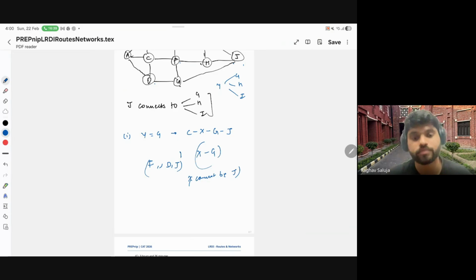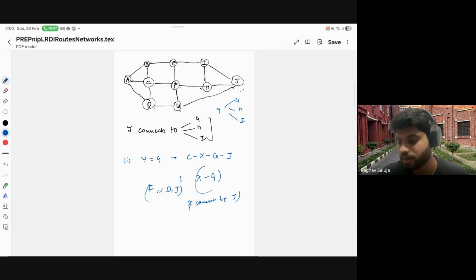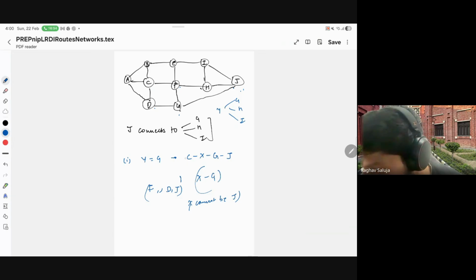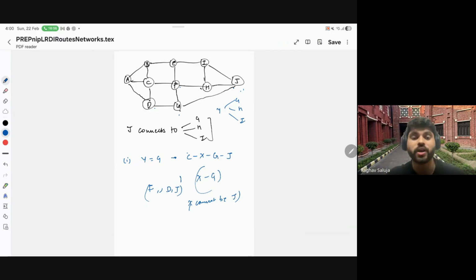Because J is the end. Also, X has to be a neighbor of G, but X also has to be a neighbor of C, because it is the only node between C and G in this case. So J is not a neighbor of C, but D and F both are neighbors of C as well. I hope you are understanding.